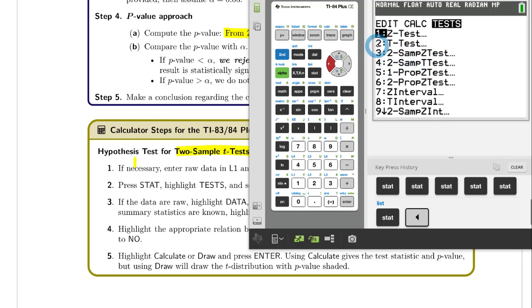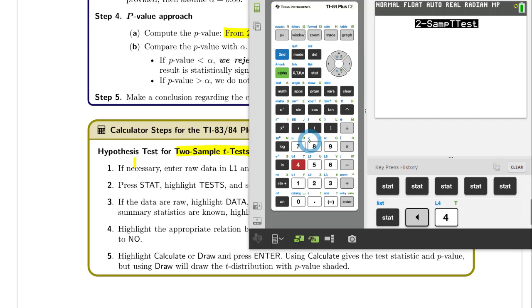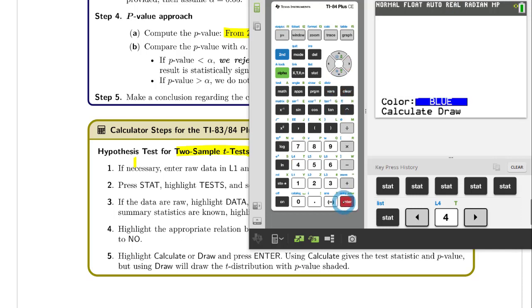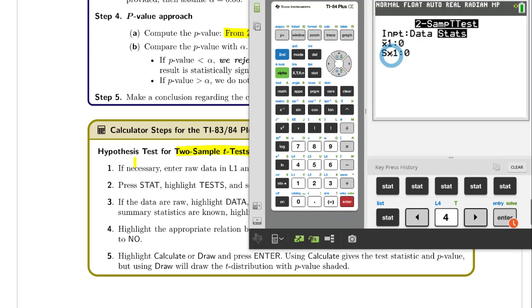If I hit number 4, you can see that they have data that you can put in a list. And also, if you go to stats and hit enter, it brings up a new menu with given statistics. So we're going to have an example of both.